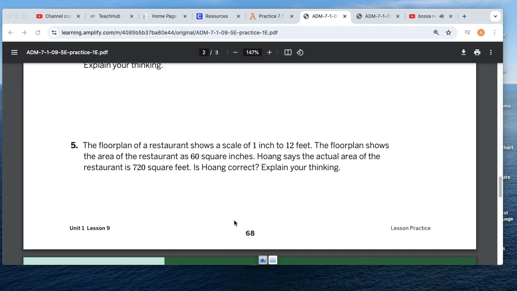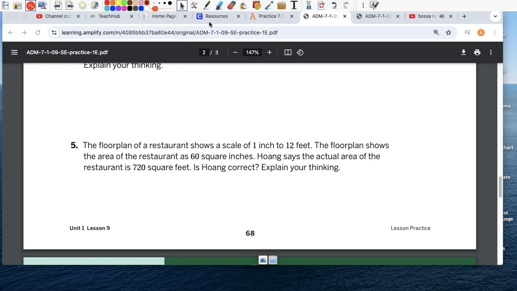So for this one over here, question 5, it says the floor plan of a restaurant. So let me draw the floor plan. This is in your notebook, right, in your sketch. You draw the floor plan. And we don't have the dimensions, but we know the area is 16 inches squared.